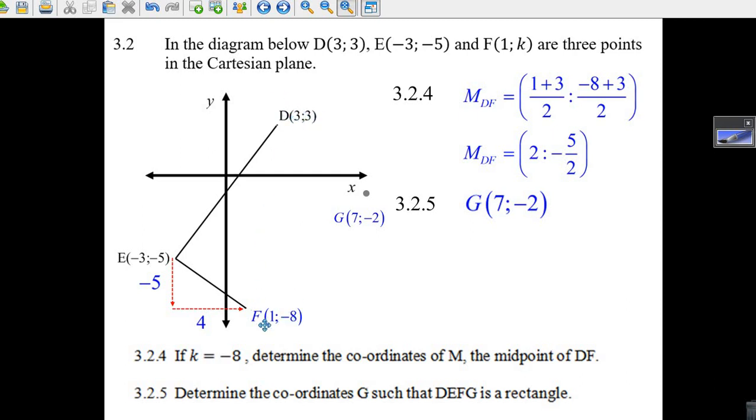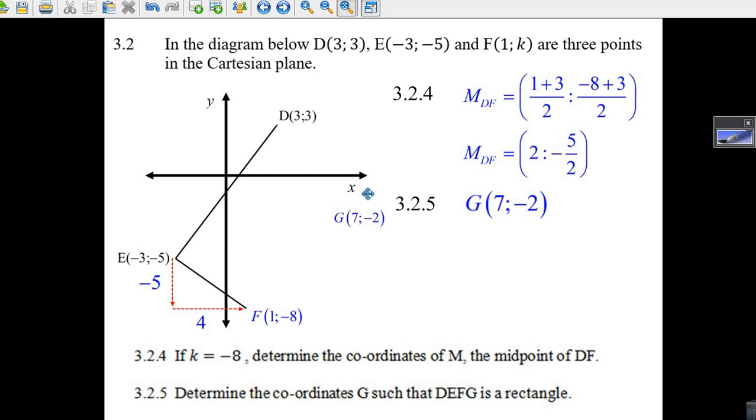All we do is add the x coordinates and divide by 2. 3 plus 1 divided by 2 is 2. There's the x coordinate of the midpoint of DF. Then we go 3 plus negative 8. That's negative 5 divided by 2. It's negative 5 halves, or negative 2.5. There's the midpoint. Last question. Determine the coordinates of G such that D, E, F, and some point out here, G, makes a rectangle.